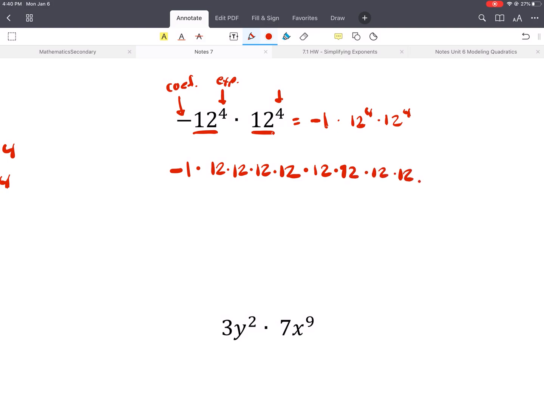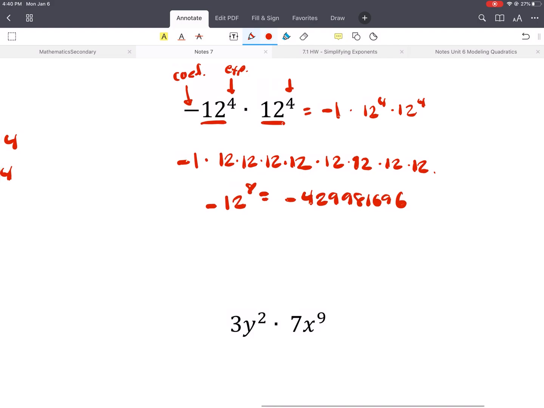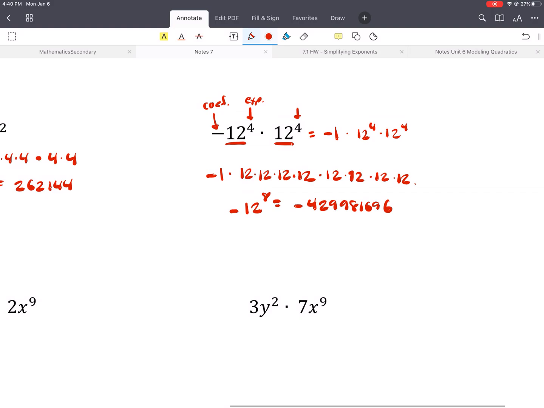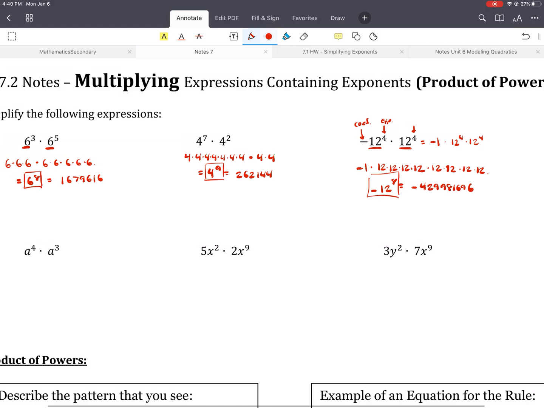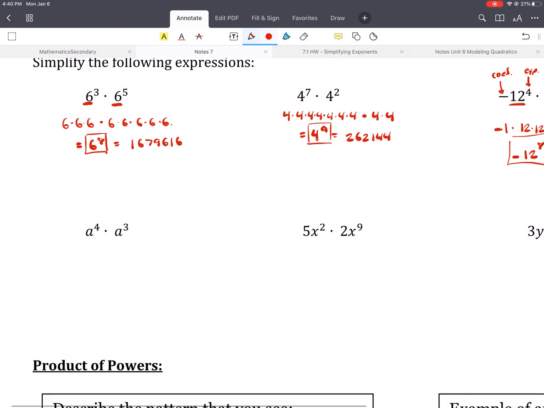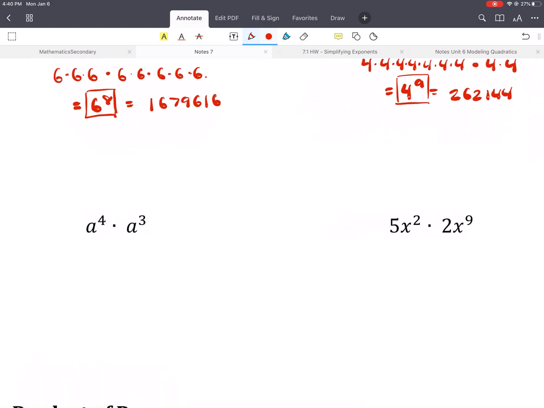Okay? And how many 12s do we have? Well, we have 8. So we'd have -12 to the 8th, which here is another big number. And on your test and stuff like that, they won't be that big, but either way, you could do it on your calculator and you'd be fine. Yeah, for these for sure you want to use your calculator. But we're trying to look at a relationship between when we multiply two base exponent pairs.